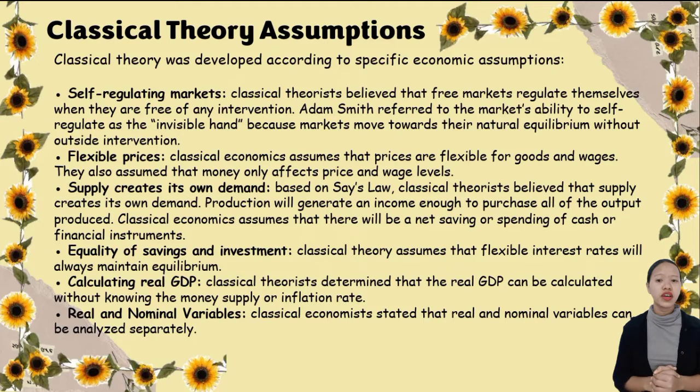So calculating real GDP, classical theorists determined that the real GDP can be calculated without knowing the money supply or inflation rate. So real and nominal variables. Classical economists stated that real and nominal variables can be analyzed separately.